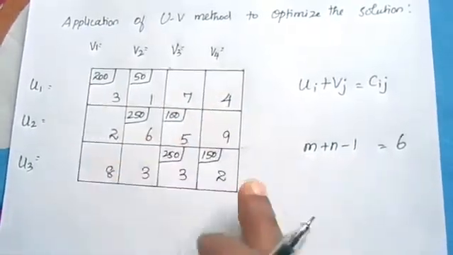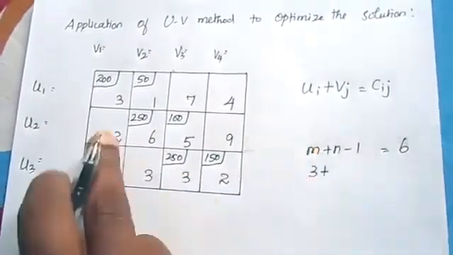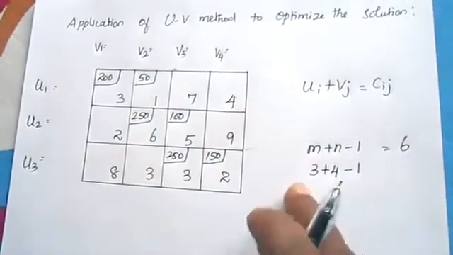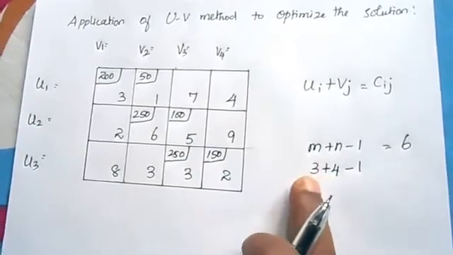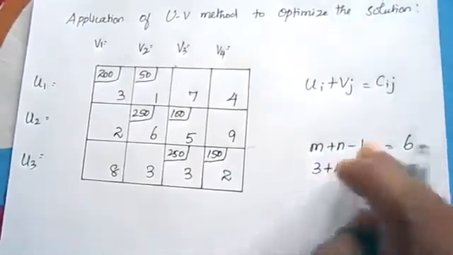How many rows are there? 3 rows are there. N denotes the number of columns. How many columns are there? 4 columns are there. Minus 1. This is the formula. So 3 plus 4 is 7, 7 minus 1 is 6. So this is proved.